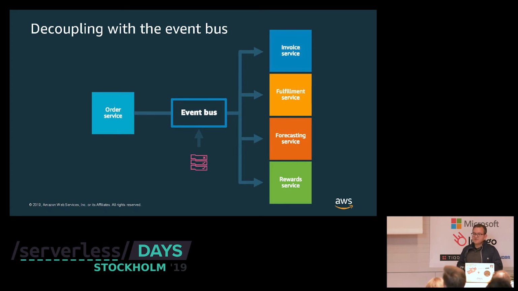So in the other problem example, where a reward service is added for another team to consume some sort of message from the order service, all they have to do now is add a new rule to the event bus. So there's no need to wait on the order service team to make an update for them. And now the service teams can act much more independently and move faster.